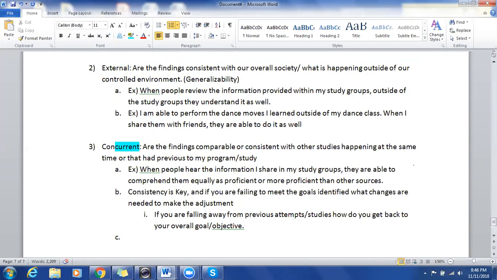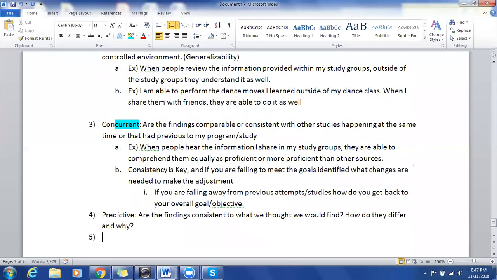And with that, we have our last one, which is that good old predictive. Are the findings consistent with what we thought we would find? How do they differ and why? So if we predicted something being totally different than it turned out, why is that so?